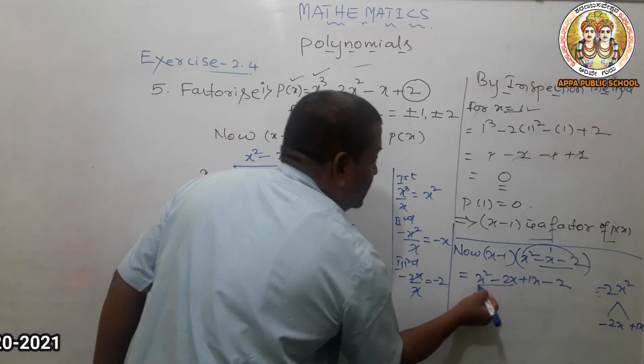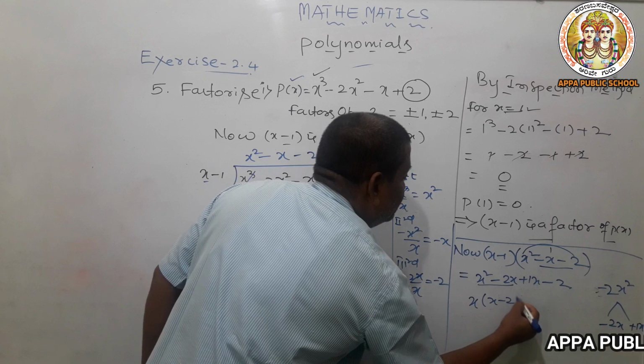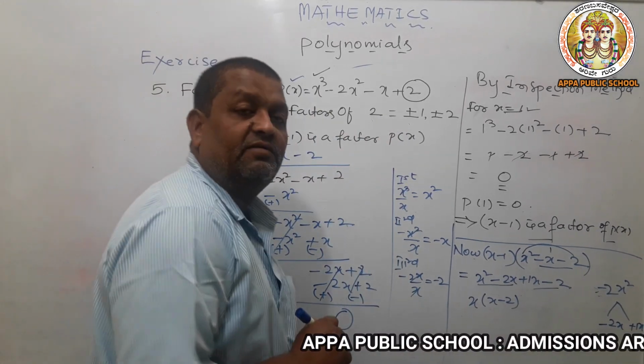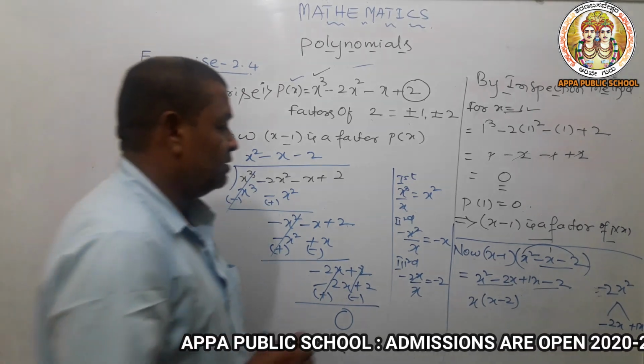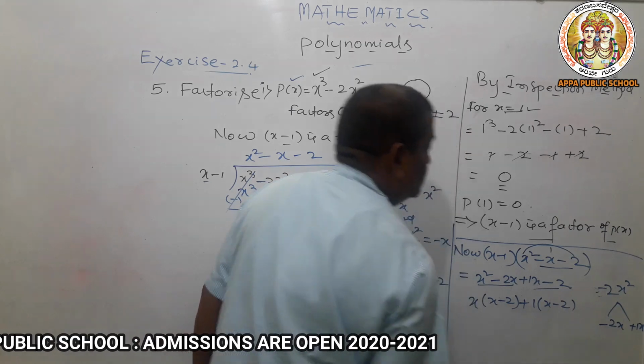What is next? Take the common. In x square minus 2x, what is common? x. So x minus 2. What is common in this? Nothing is there, means 1. Always if nothing is there, HCF is 1. So once again the same x minus 2 remains.